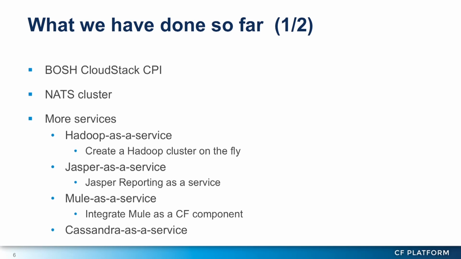We added more services to Cloud Foundry. Now we have Hadoop as a service, Jasper reporting as a service, MySQL as a service, and Cassandra as a service. We added all those. Based on the extensible architecture of Cloud Foundry, it is relatively easy to add a middleware as a service. The tricky one here is Hadoop as a service, because we made the Hadoop service an on-demand service.